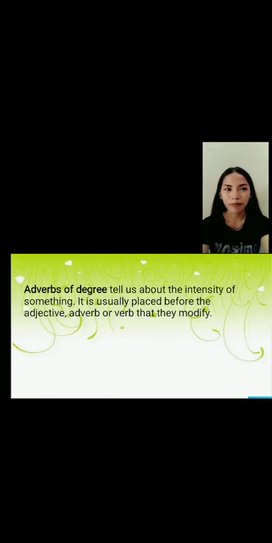So let's say for example, she is very tall. So she is our subject, very is the adverbs of degree, while tall is the adjective. So the adverbs of degree very modifies the adjective tall. So another example, let's say for example, he walked quite slowly. He is the subject, and quite is our adverbs of degree, while slowly is the adverb. So quite modifies the adverb slowly.